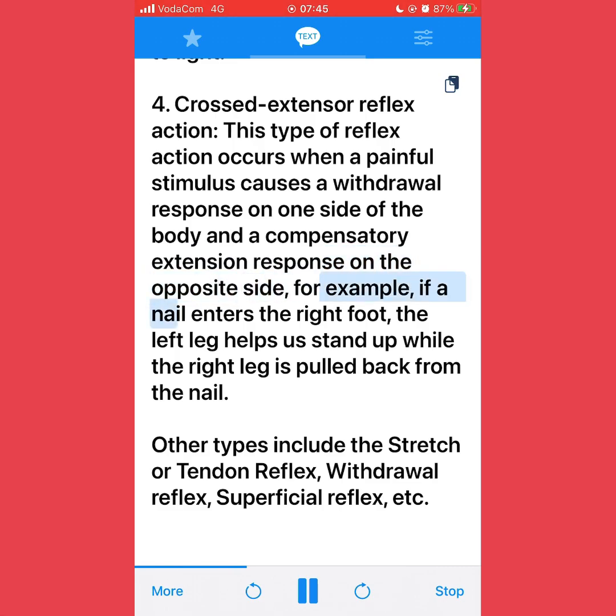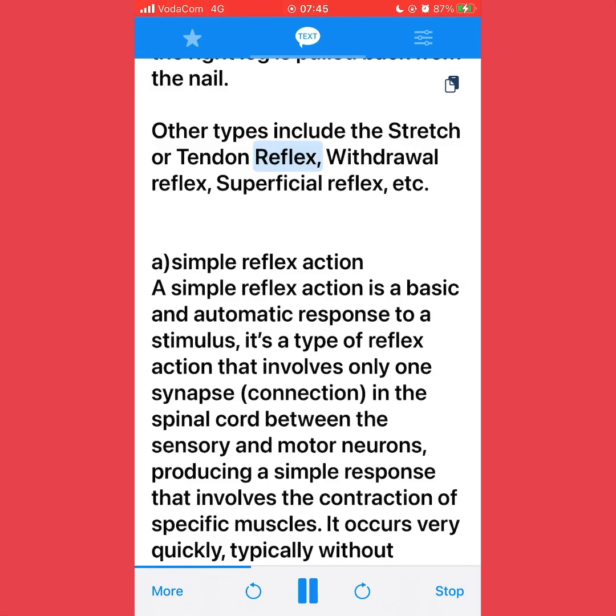For example, if a nail enters the right foot, the left leg helps us stand up while the right leg is pulled back from the nail. Other types include the stretch or tendon reflex, withdrawal reflex, superficial reflex, etc.